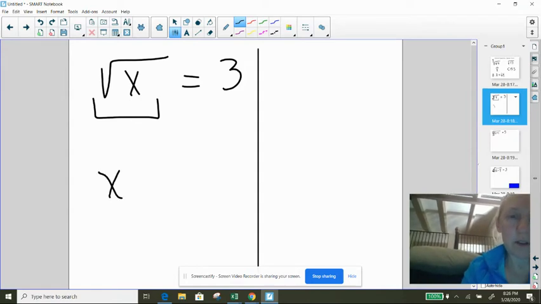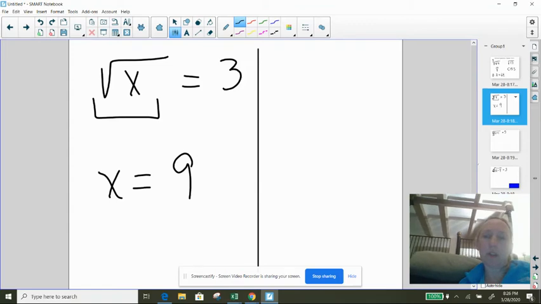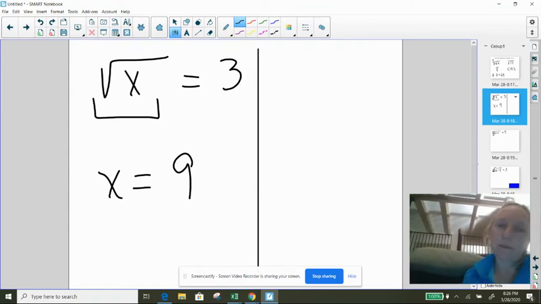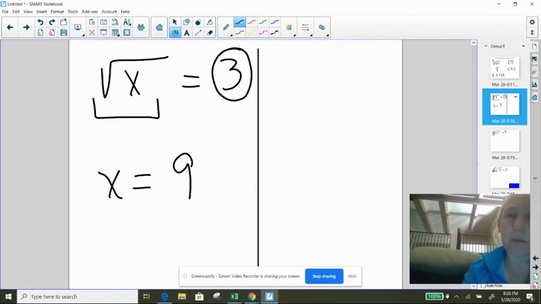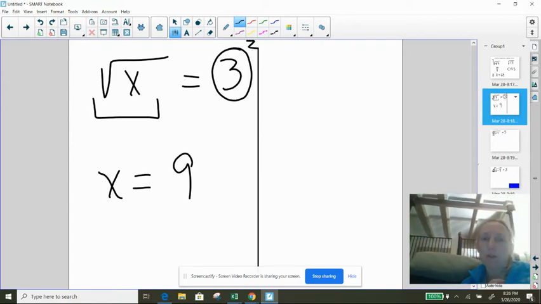And the answer is 9. So what's a good little trick to figure out what that number is? You can actually take this number and square it. And that will tell you what number was supposed to be inside there.